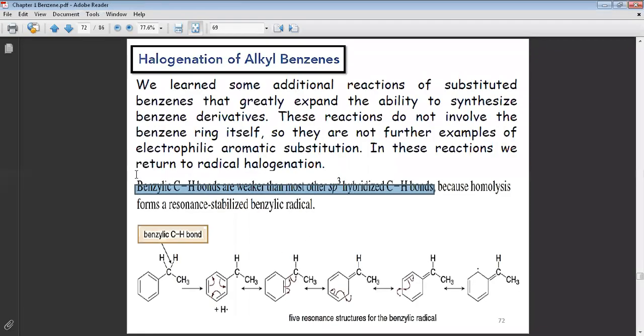Now, it says benzylic carbon-hydrogen bonds are weaker than most other sp3 hybridized carbon-hydrogen bonds because homolysis forms a resonance stabilized radical. What does homolysis mean? It means the bond breaks equally, with 2 electrons split. We say homolysis. It forms a resonance stabilized benzylic radical. Look, benzylic radical means we have a radical directly bonded to the benzene ring. We say benzylic radical. Okay, this is a new and important term.